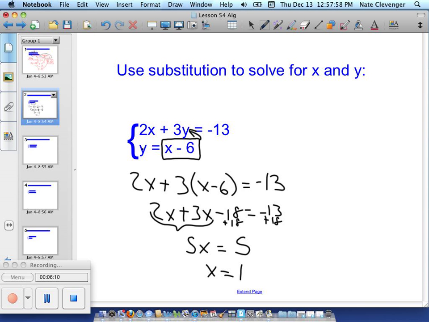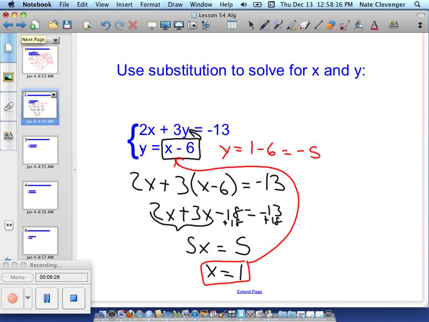So I distributed the 3 through and got 3x, so adding those gives me the like term of 5x. I added 18 to both sides, which is 5, so x equals 1. Then I'm going to take the value that I found for x, being 1, and plug that into this x so that I can have a value then for y. So y would equal 1 minus 6, which is negative 5. So I write my answer as an ordered pair, 1, negative 5. I always put the x first in an ordered pair.